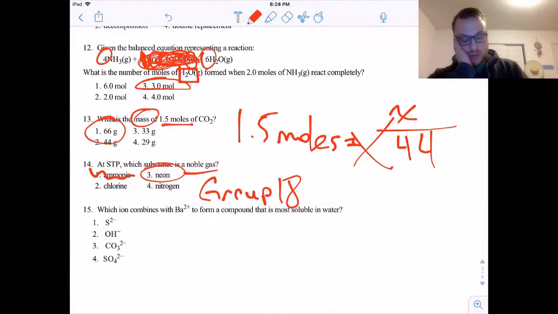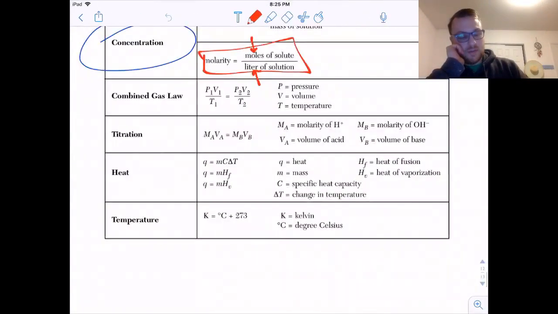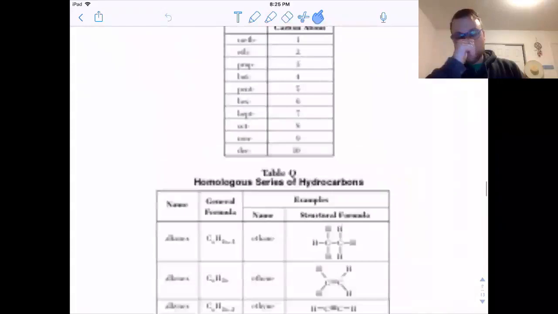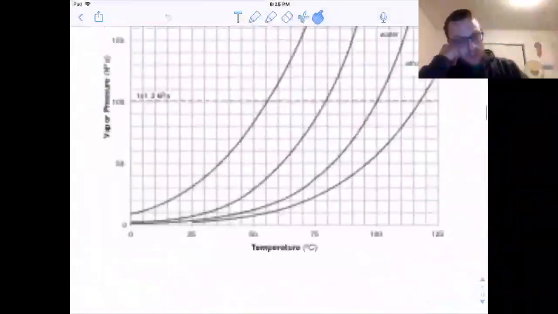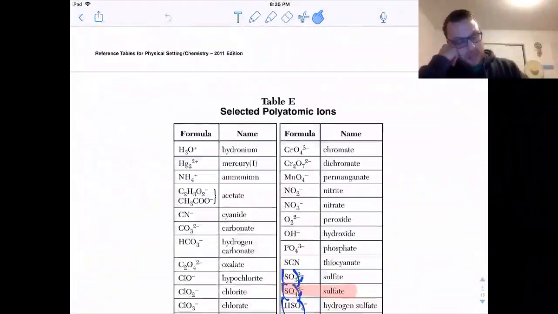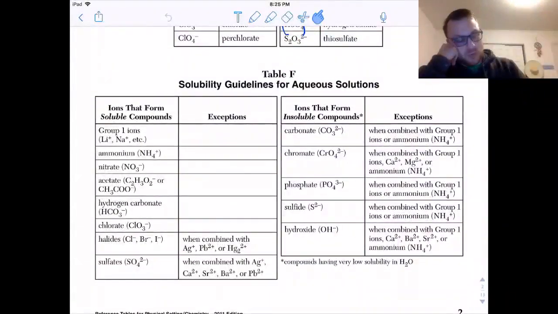Solubility. How can you figure out which one this will combine with to make something that is soluble? I am going to go to my reference table and check which one of those are soluble, which is Table F, Solubility rules. These are soluble. These are not. These are not. These are. So these are the AQs. This is solid, solid, AQ.